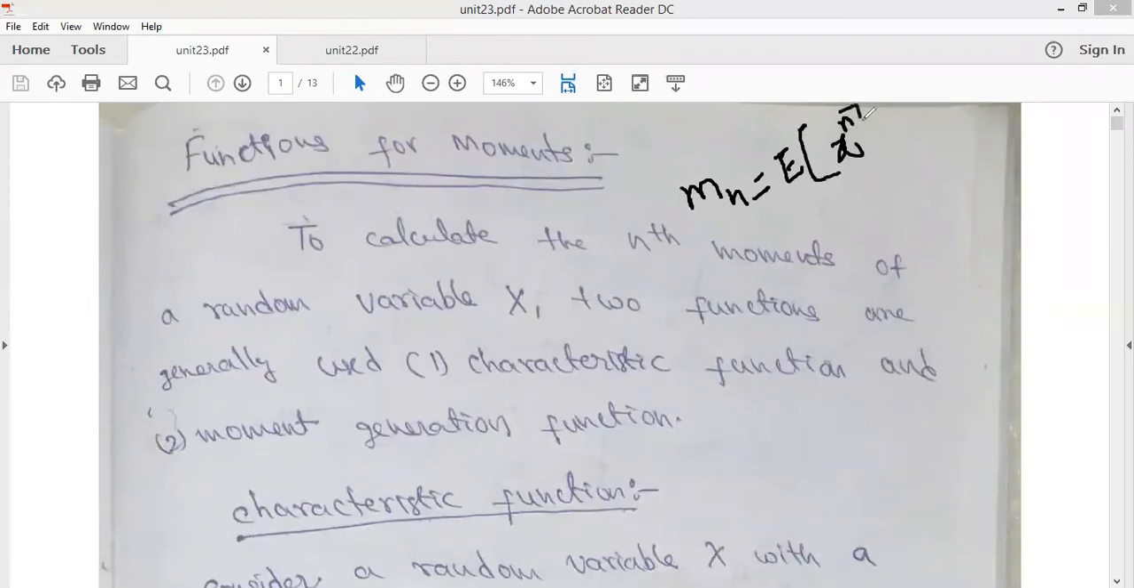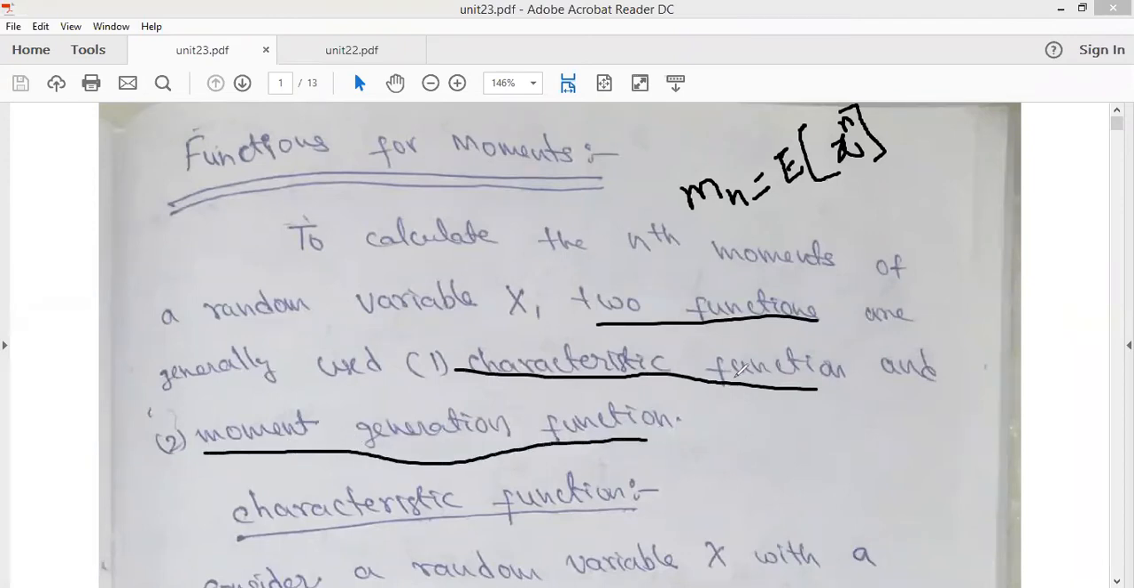So what is our aim in this particular topic? We have to find out the nth moment. How do you find the nth moment? The nth moment can be found by two functions. We can use the characteristic function or the moment generating function. Using these two functions, we can find the nth moment of a random variable. So first we will be discussing what the characteristic function is.